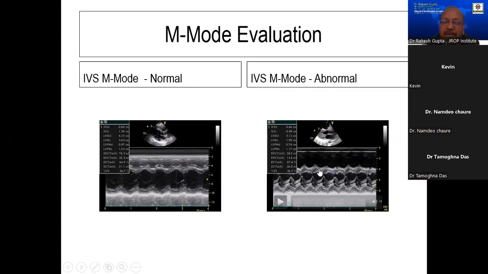And why does this happen? It happens because the interventricular septum bulges towards the RV before contracting. It means to say if it's flattened, it'll bulge towards RV first and then it'll contract later. So the same happens here: it bulges towards RV first and then it contracts.